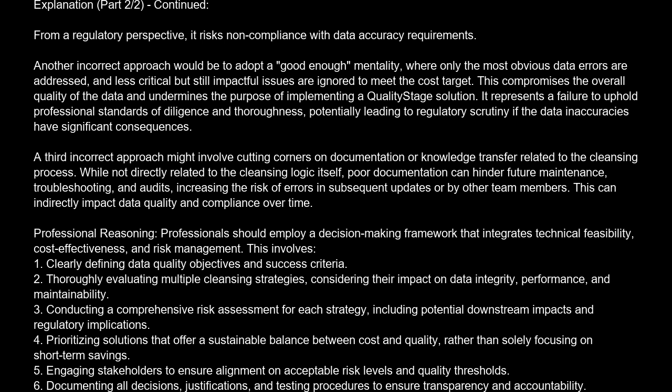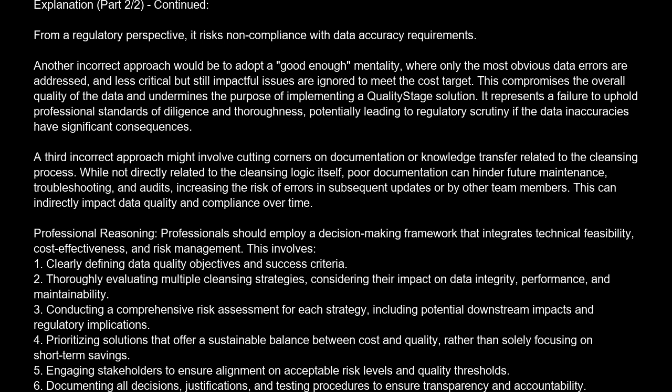A third incorrect approach might involve cutting corners on documentation or knowledge transfer related to the cleansing process. While not directly related to the cleansing logic itself, poor documentation can hinder future maintenance, troubleshooting, and audits, increasing the risk of errors in subsequent updates or by other team members. This can indirectly impact data quality and compliance over time.